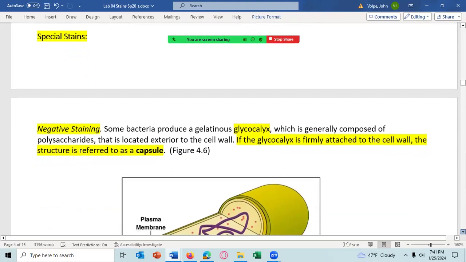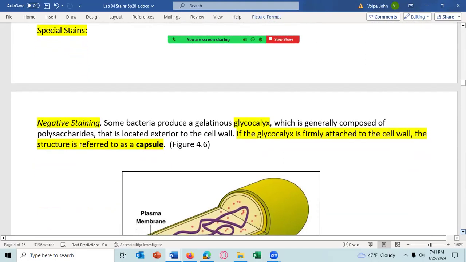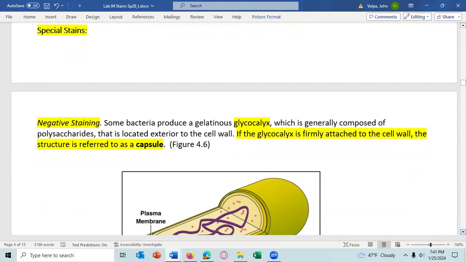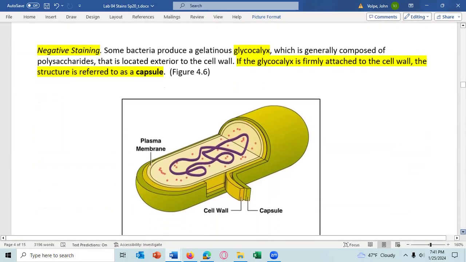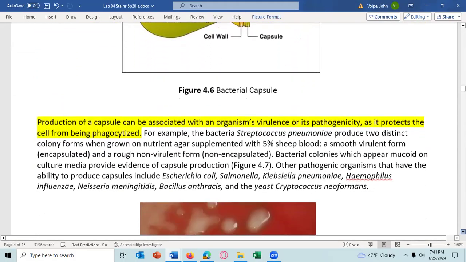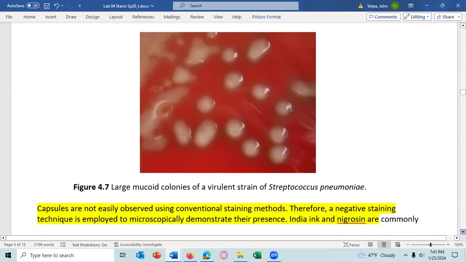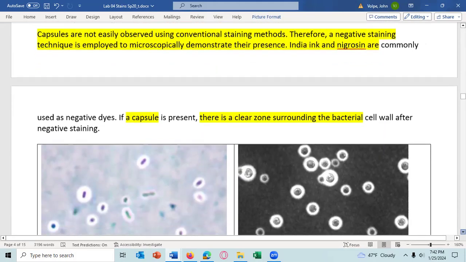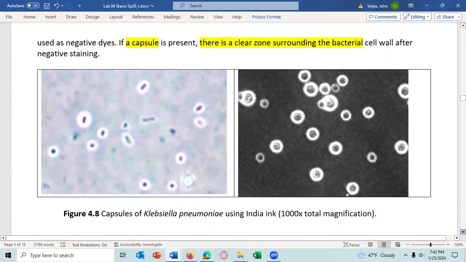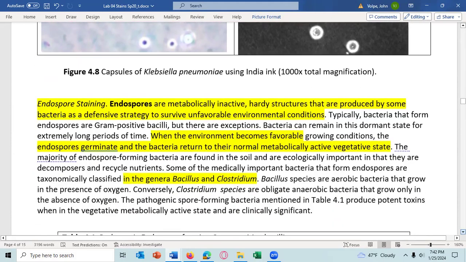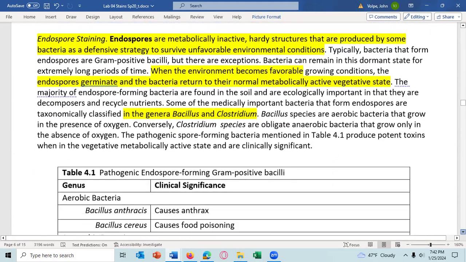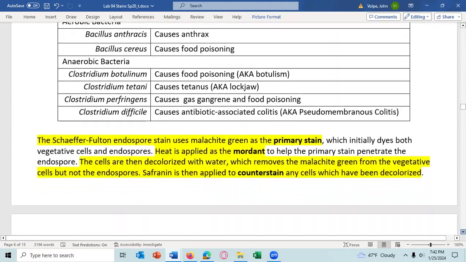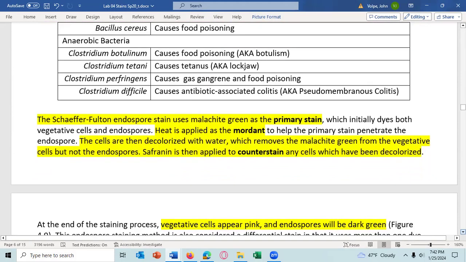All right, let's talk about the special stains. There are three I'm going to talk about. The negative or capsule stain, which stains the capsule. The endospore stain, which stains endospores. And then lastly is the flagella stain, which stains flagella.